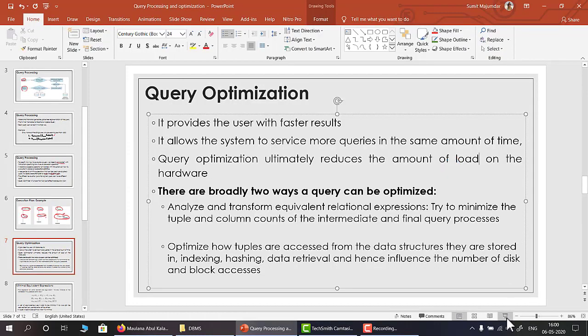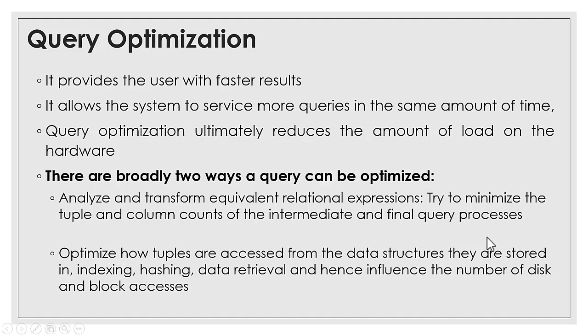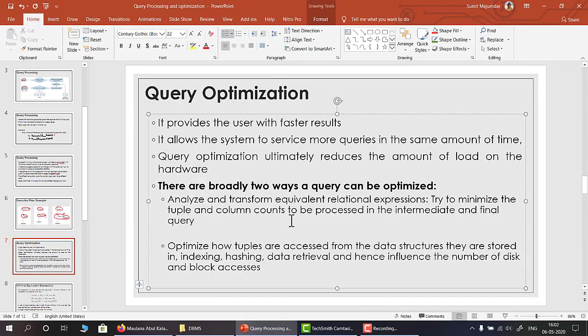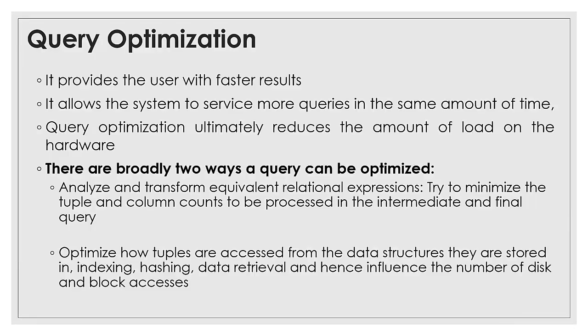Now the question is, why do we need query optimization? Because it provides the user with faster results, as well as it allows the system to service more queries in the same amount of time, because as it requires less resource utilization, in that time other queries can also be performed. Now query optimization ultimately reduces the amount of load on the hardware, obviously, as it requires fewer resources. So there are broadly two ways a query can be optimized.